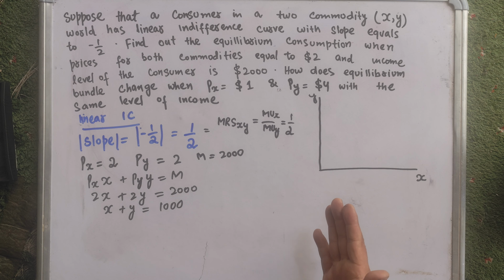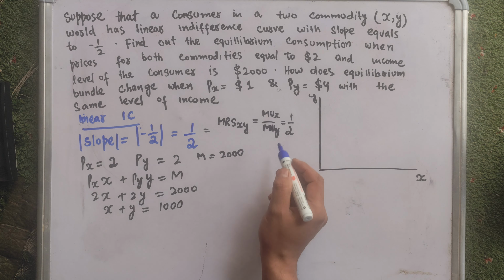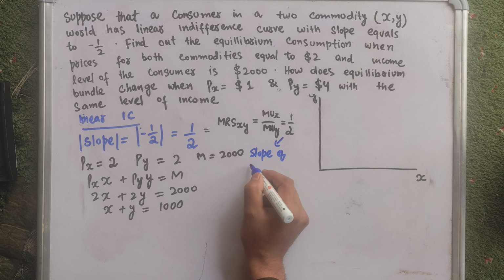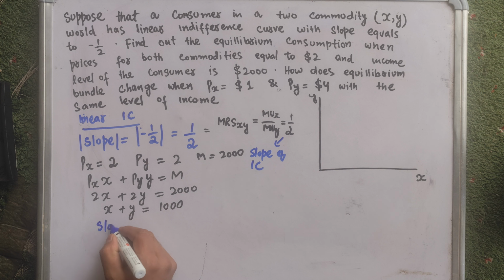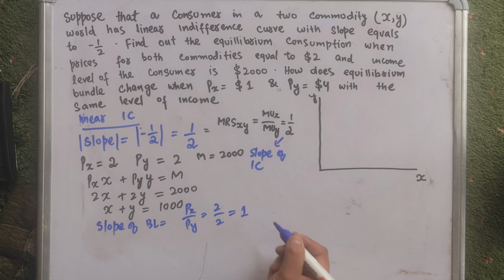With the linear indifference curve, how do we achieve the optimality? We compare the slope of the indifference curve. Okay, so 1/2 denotes the slope of indifference curve, and we compare it with the slope of the budget line. And what is our budget line? What is the slope of the budget line? Slope of budget line, as we know, is the ratio of the price of good X upon price of good Y, which is equal to $2 upon $2, which is equal to 1.